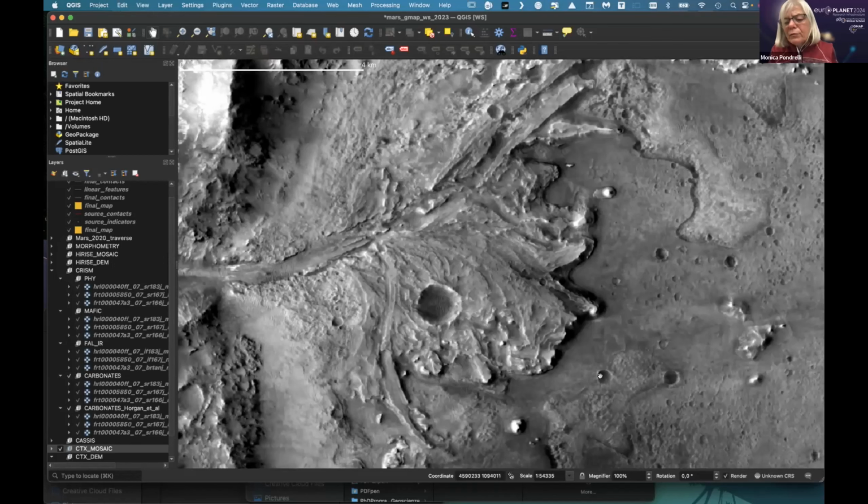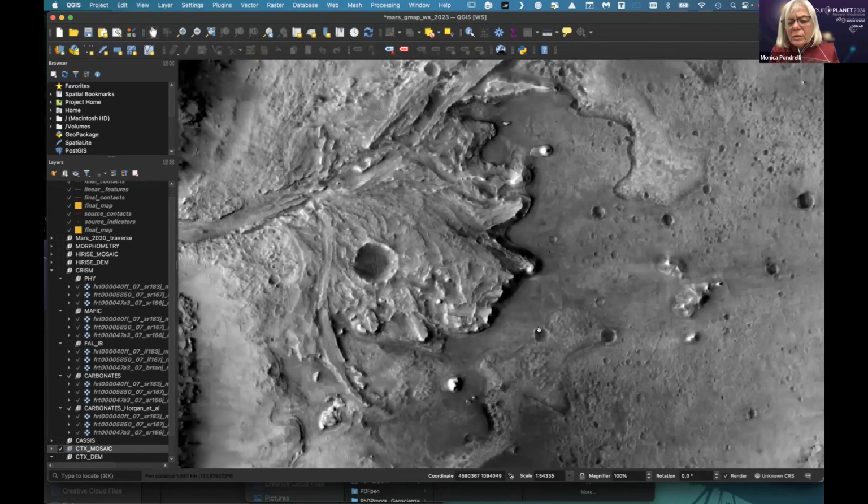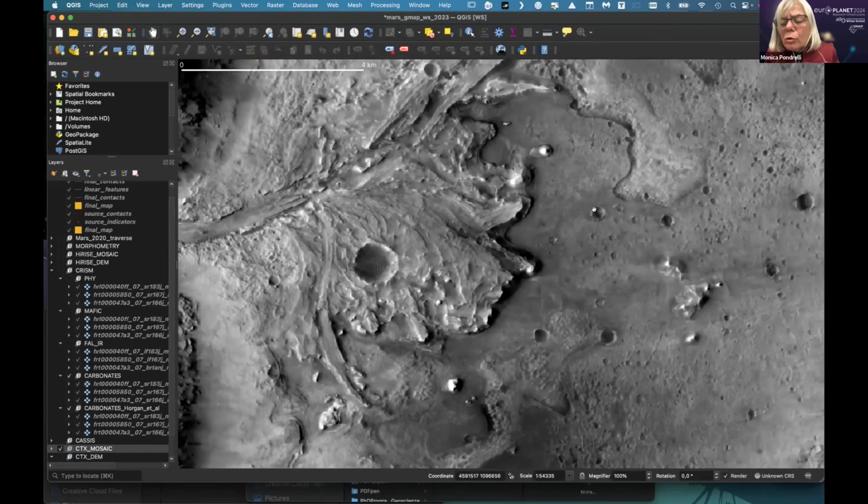deposits, or they provide information about some units. So, for example, this one is a crater, but the rocks inside this crater are made of this unit. So I would use the linear feature.